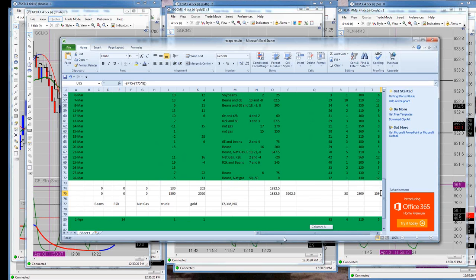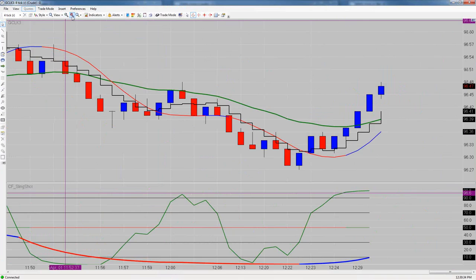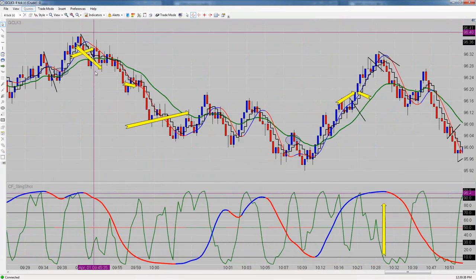So that was last month, and so far this month we are green again. On April 1st, 14,101 is what we have. All right, so let's start out with crude oil. I did take some trades on crude this morning.